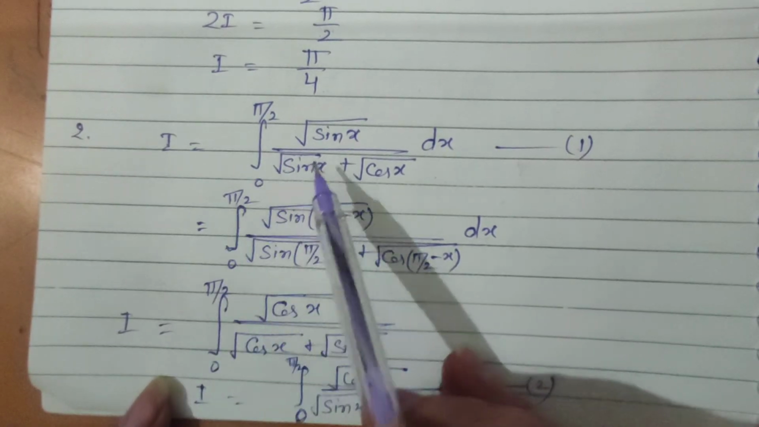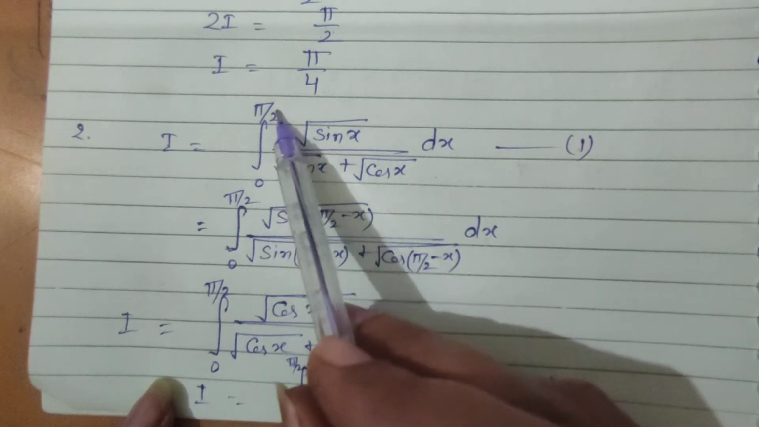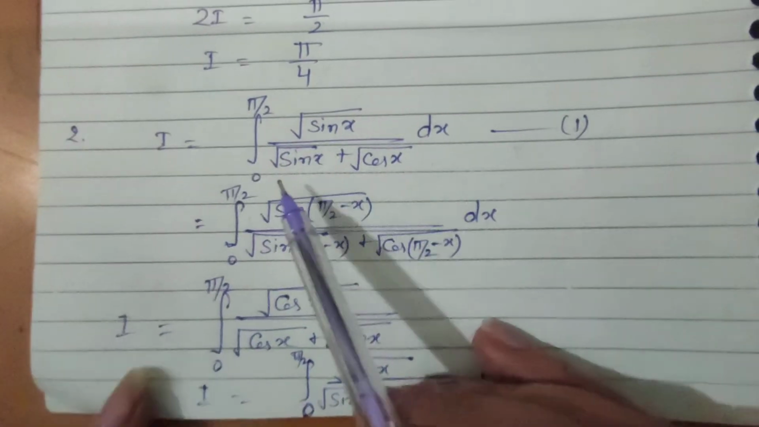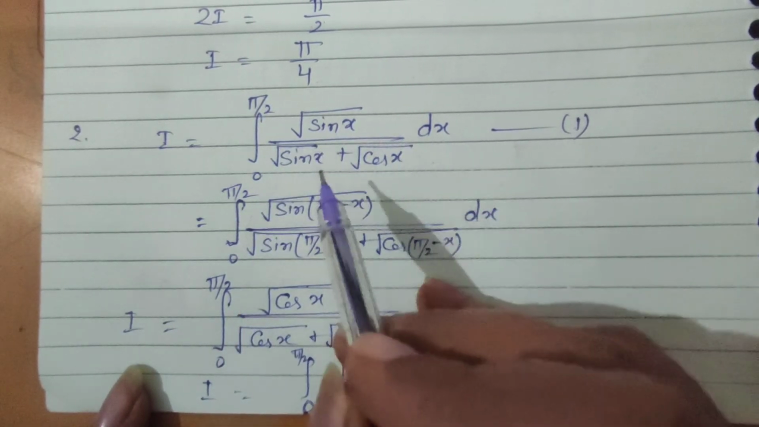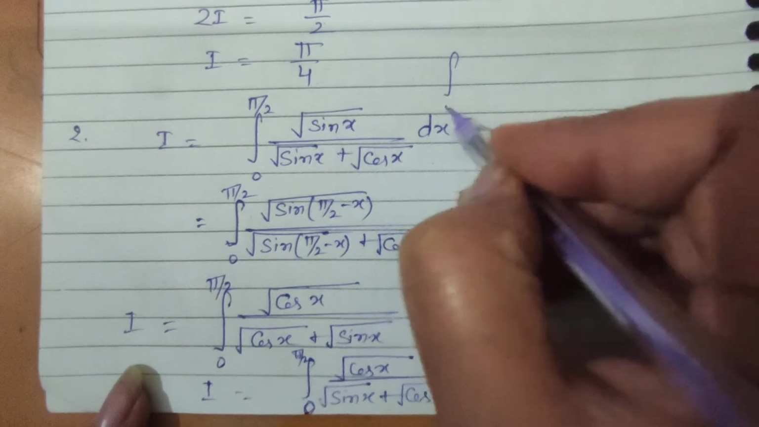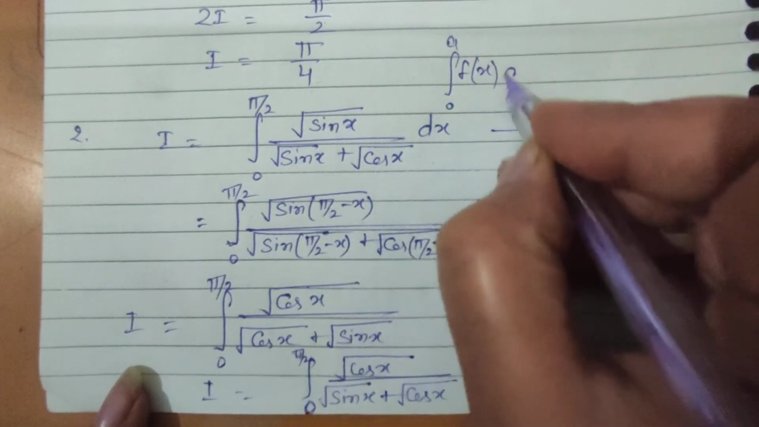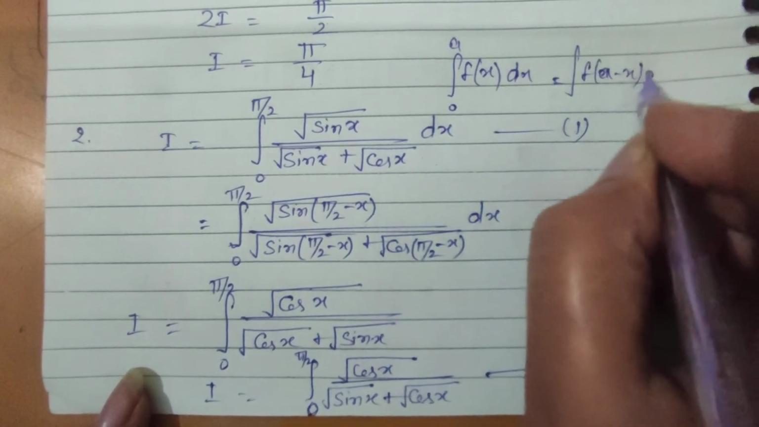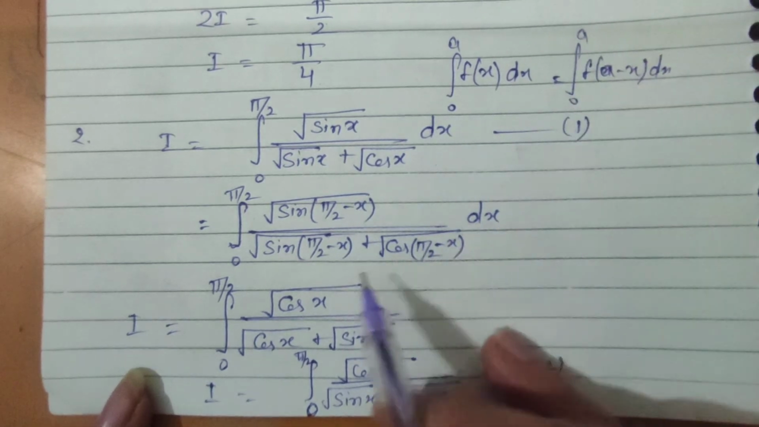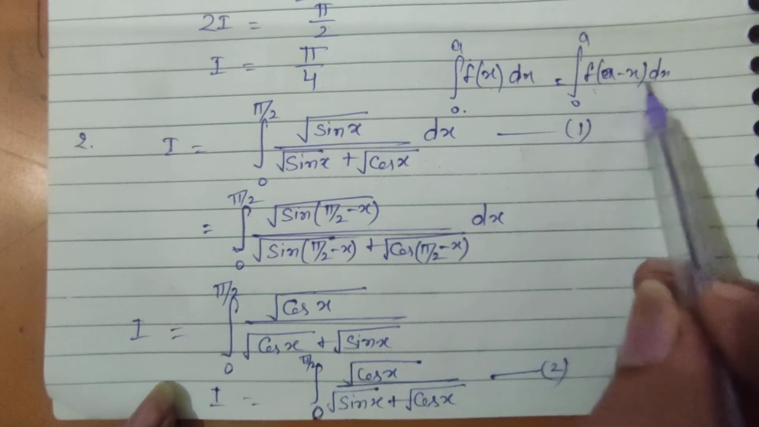Now come to the second question. This is related to the same property. Root sin x upon root sin x plus root cos x, limit is 0 to pi by 2. So in this question we will use the same property. The integral from 0 to a of f(x) dx, we can write as f of a minus x dx using this property, and you have to write down here which property you are using. F of a minus x dx, limit is 0 to a.